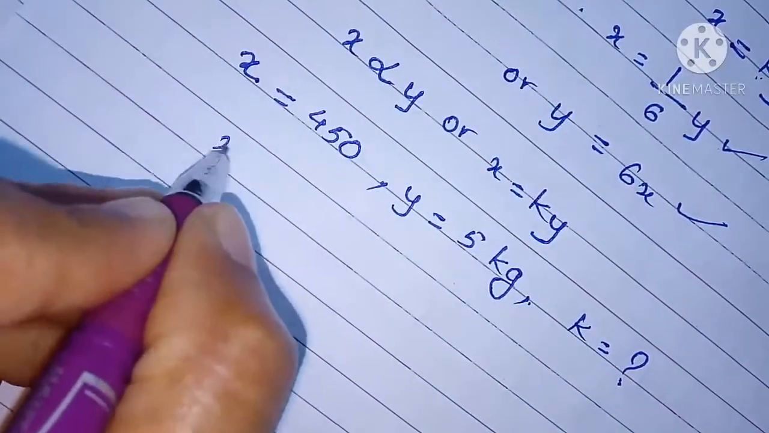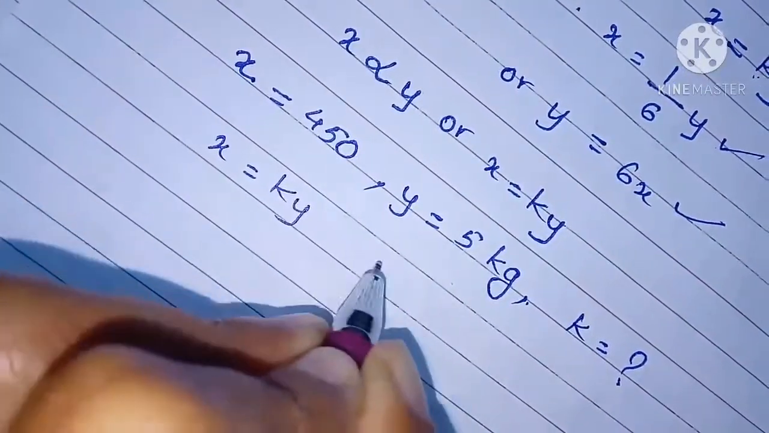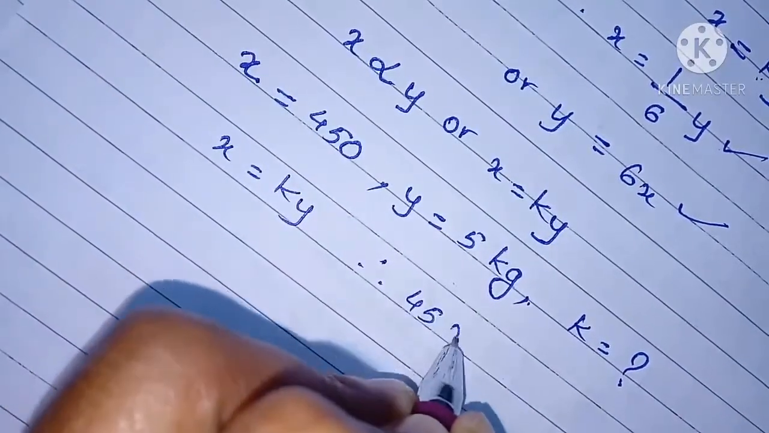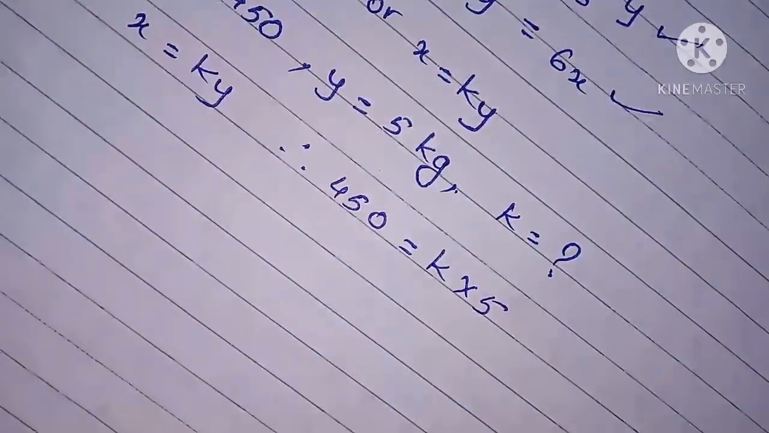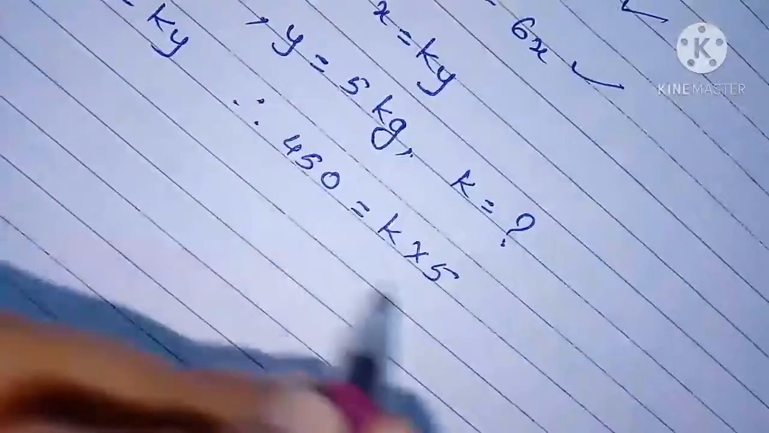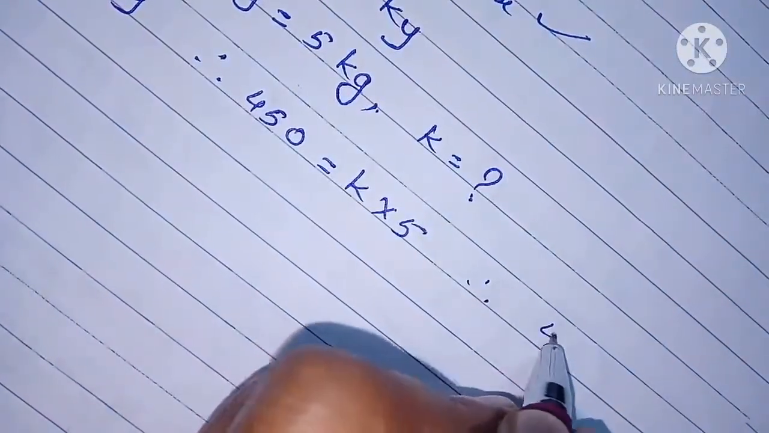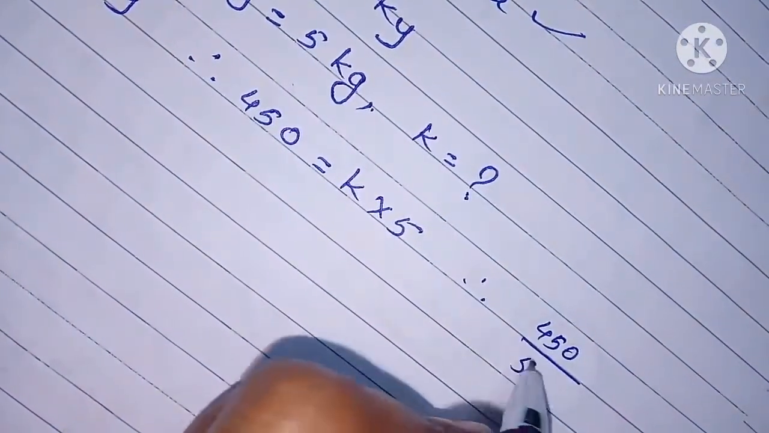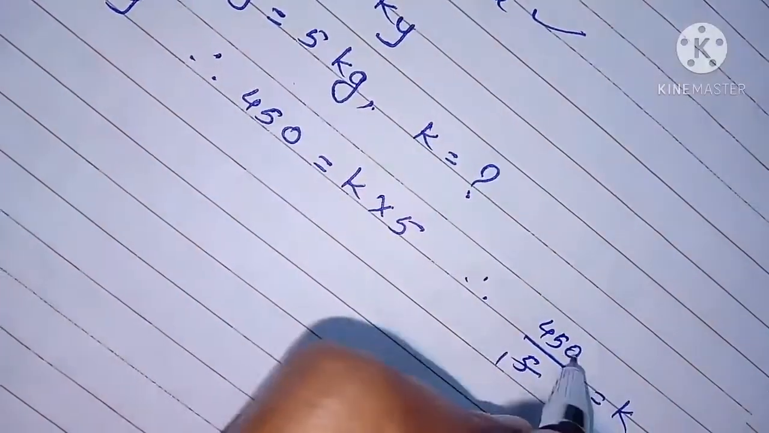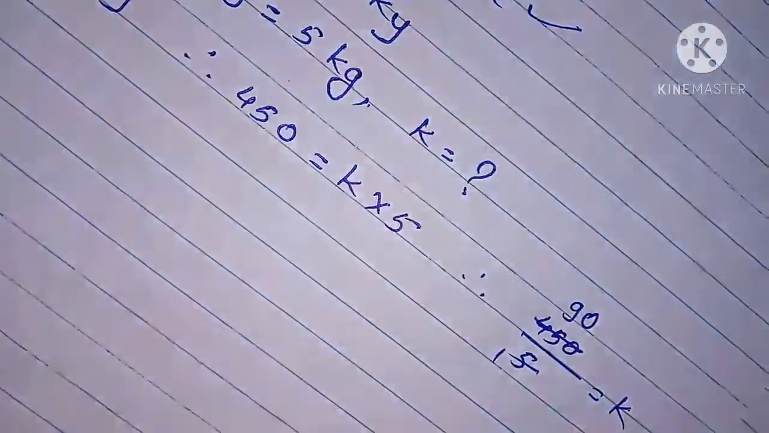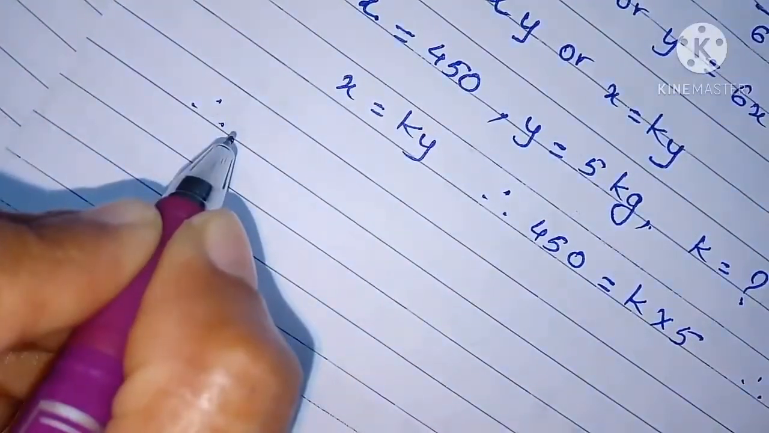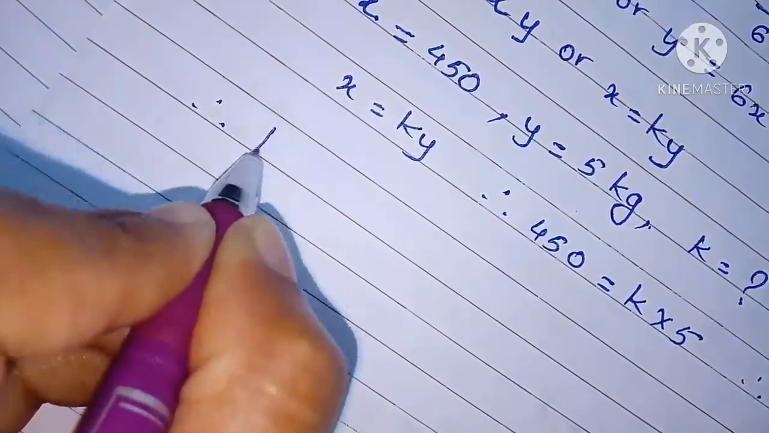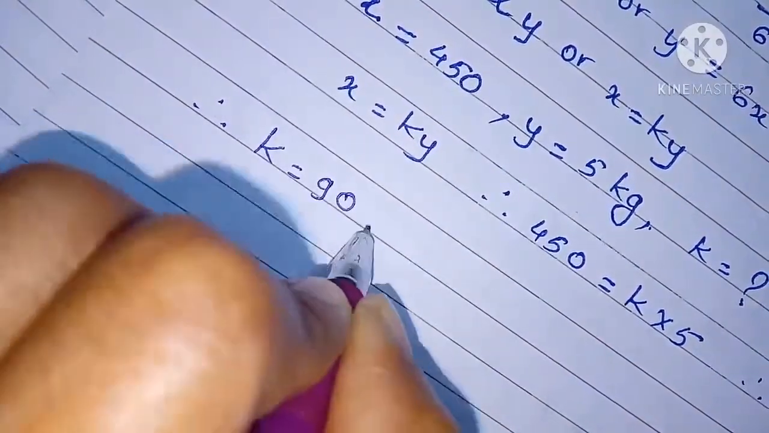So use this x is equal to ky, therefore 450 is equal to k into 5. So for finding the value of k, we are going to divide both sides. Therefore 450 upon 5 is equal to k. 5 nines are 45, and it becomes 90. Therefore, constant of variation k is equal to 90.